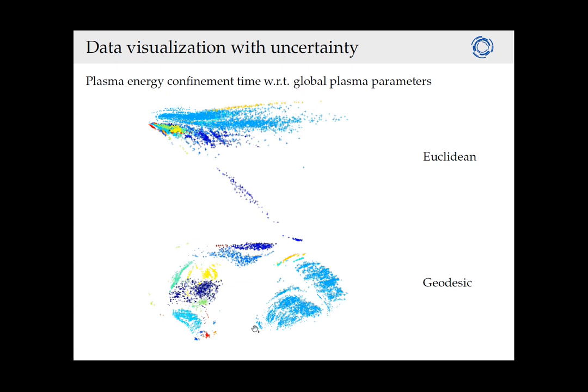And that is why this projection, which takes into account the error bars on the data, is more useful to recognize structure or patterns in the data than the Euclidean representation. This is a more faithful representation which takes into account the uncertainty on each of those measured plasma parameters.